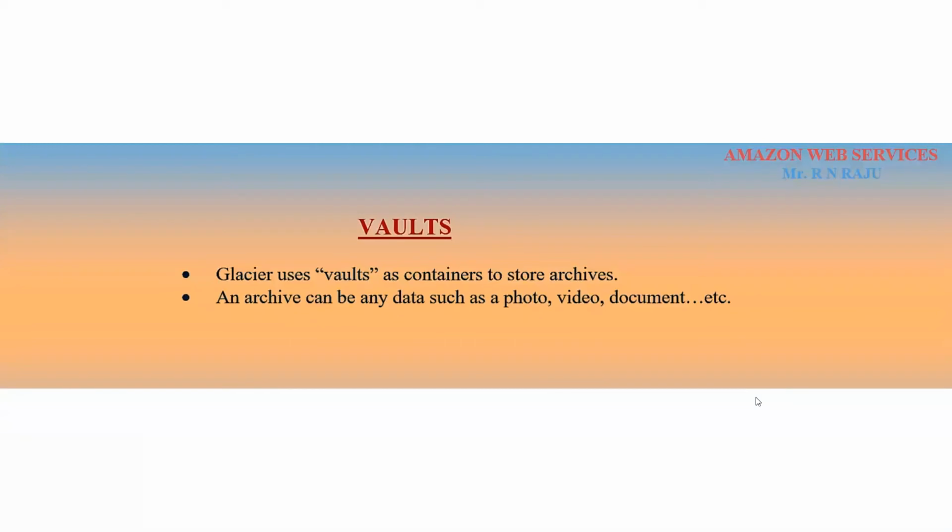And then in that case, vaults. So S3 uses the bucket concept, but Glacier uses the vault concept. Both are containers. S3 buckets hold objects, but a vault holds archive files, that is zip files. Again, a vault is also a container for storing archives, but an archive can be any data such as a photo, video, document, like that.